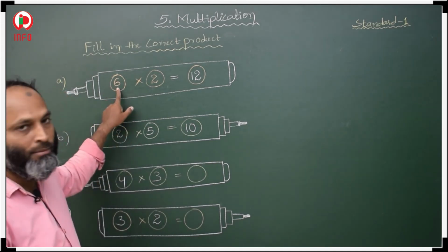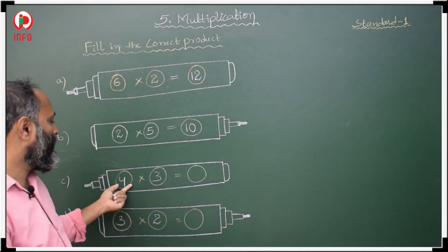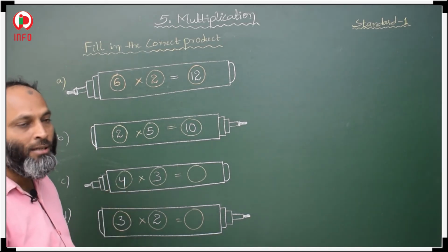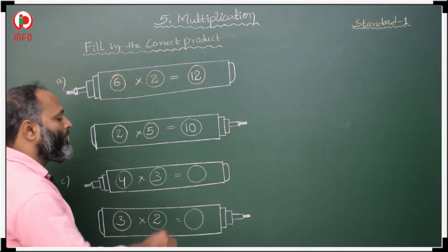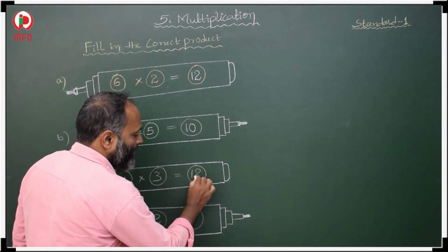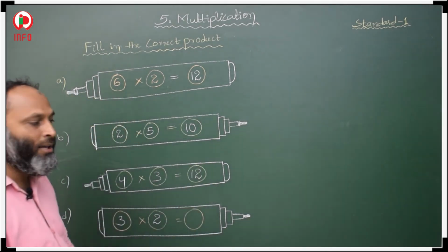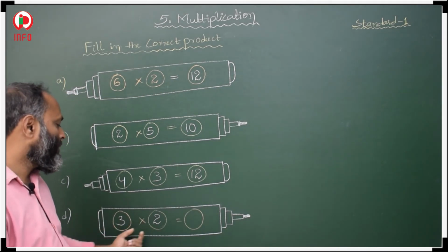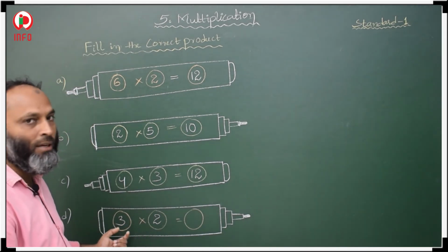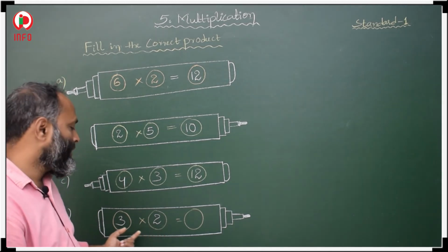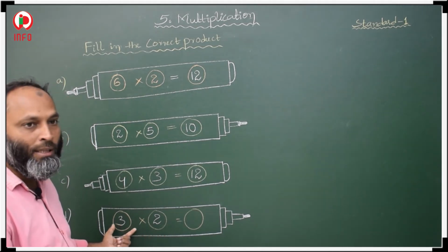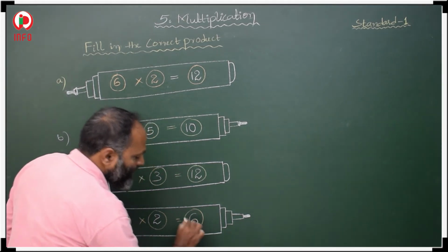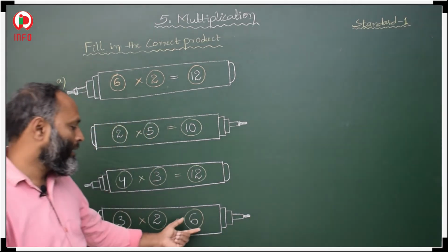This is our 2 table. This is our 6 table. Now here, 4 threes are, this is our 4 table. 4 threes are how much? 4 threes are 12. We have to write the correct product here. Now 3 twos are, how to read? 3 twos are, or otherwise 3 into 2. This is our 3 table. 3 twos are how much? 3 twos are 6. This is our correct product.